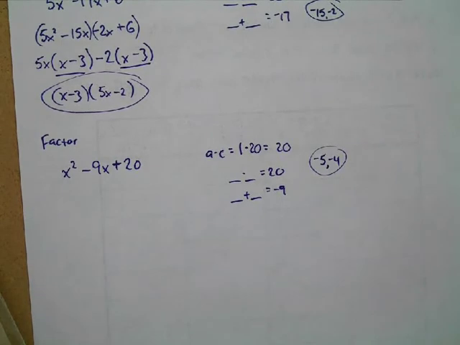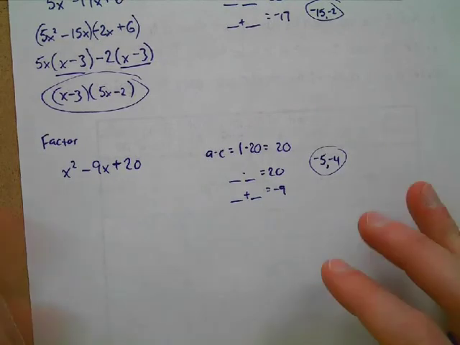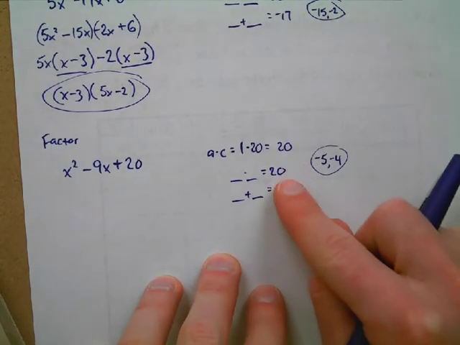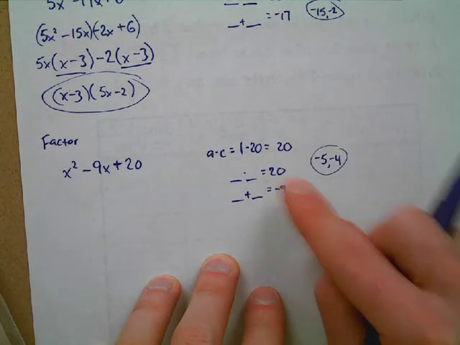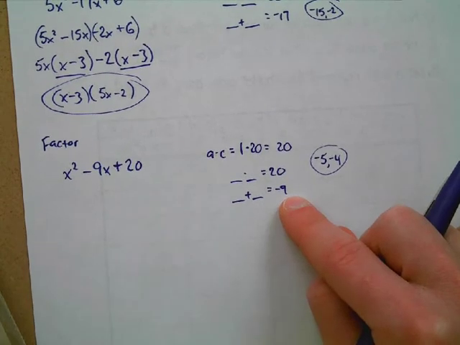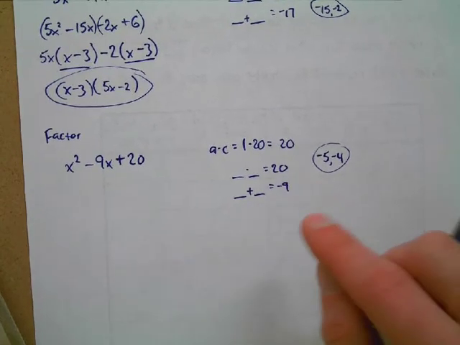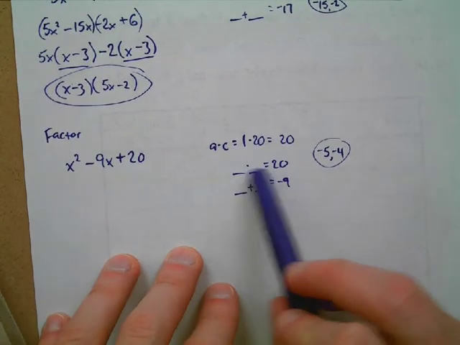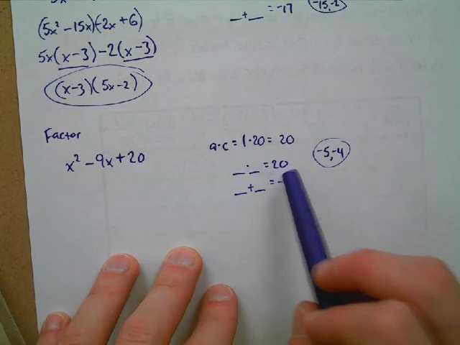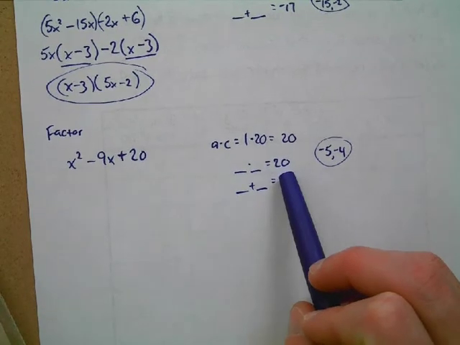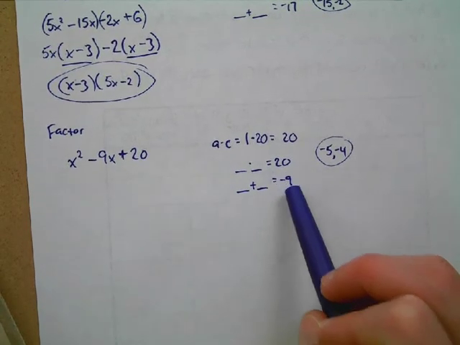So let's say you come across this problem. You're okay with getting to the point where you know that you need to multiply to 20 and add to negative 9, you feel confident about that? Okay. So what I would encourage you to do is to try to think about pairs of numbers that multiply to 20, because there are fewer of those pairs than there are pairs that add to make negative 9.